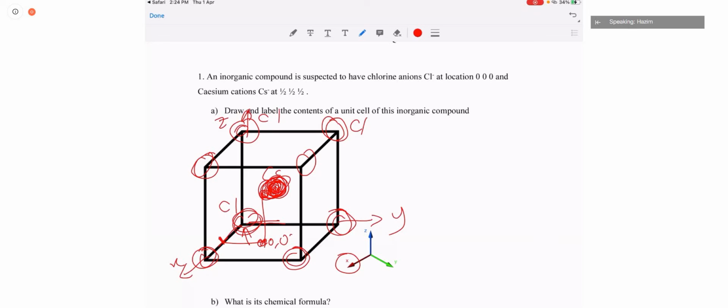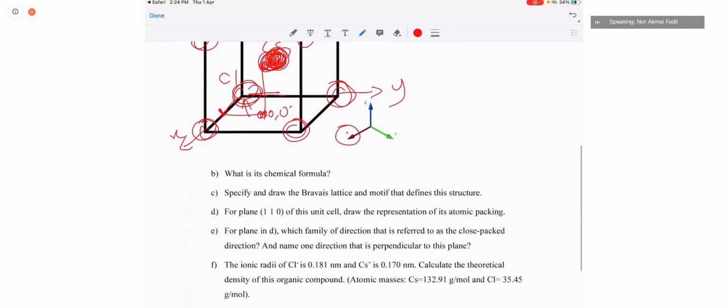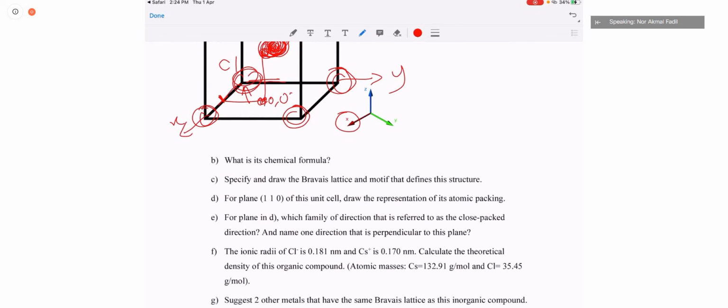Body centered. All right, good. So you can draw and label the content like this. What is the chemical formula? You try to solve this question first. Specify and draw the Bravais lattice motif that defines this structure.